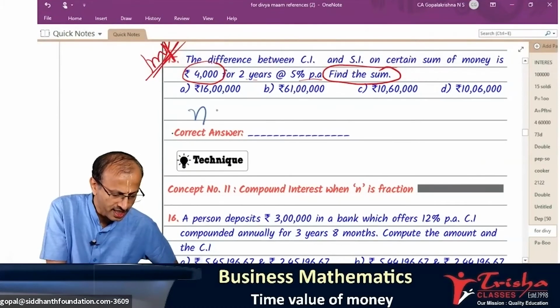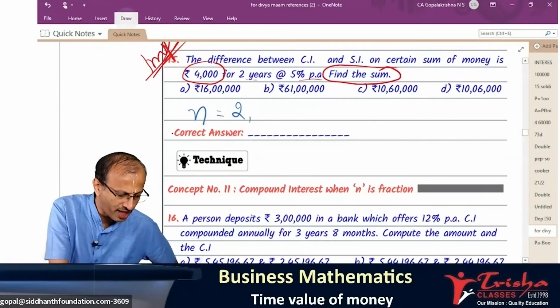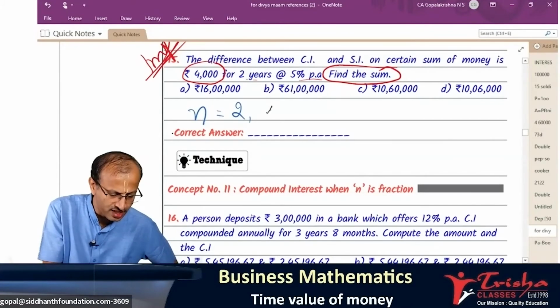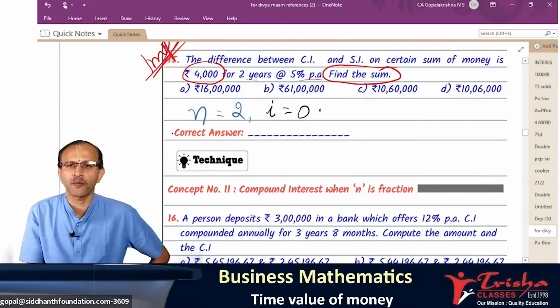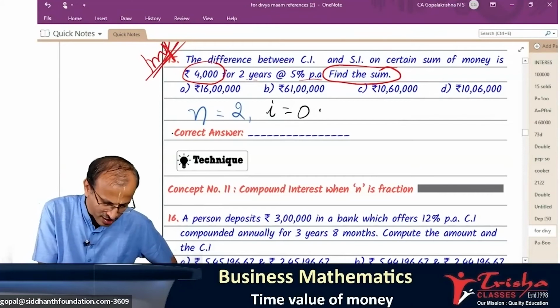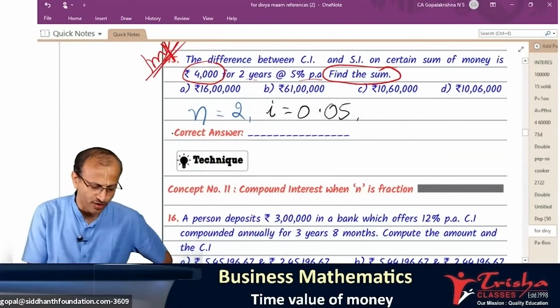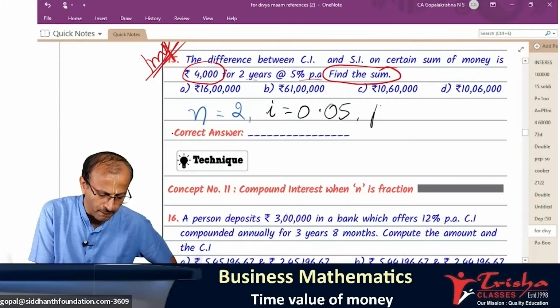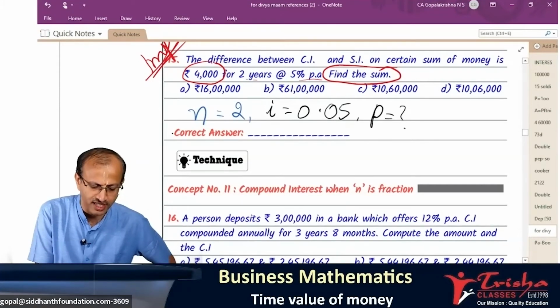No. N is equal to 2 years. What about I? Is I equal to 0.5 or 0.05? I'm very slow, I know. Many students find this difficult. I is equal to 0.05. N, I, P? The principal is not given.